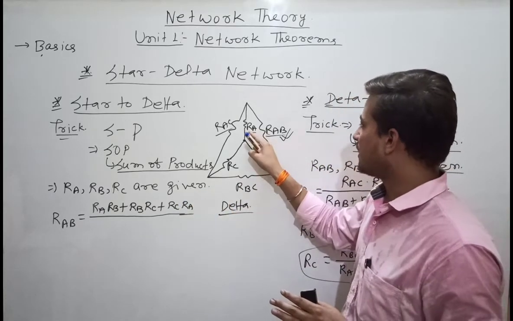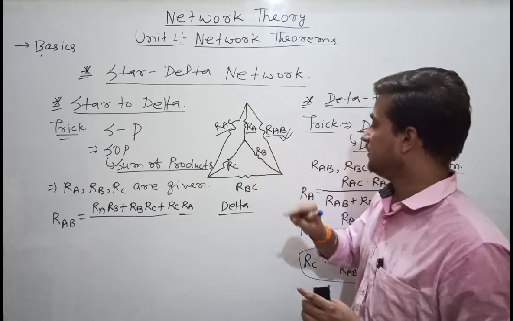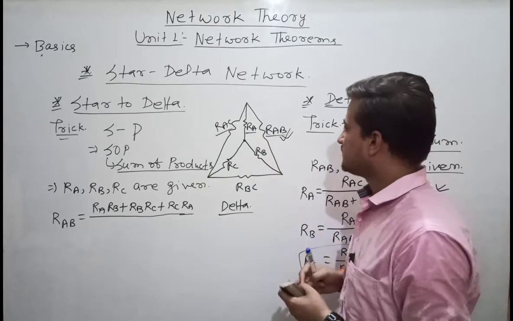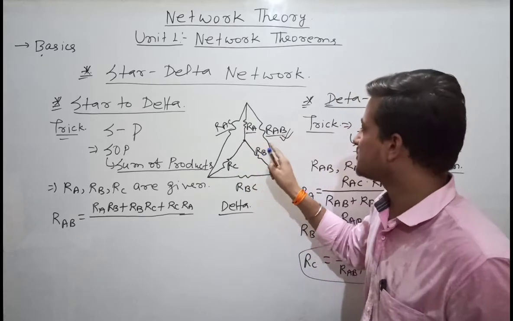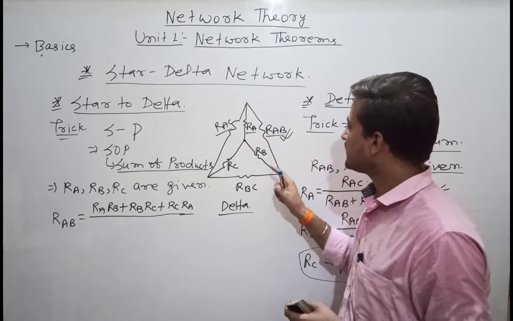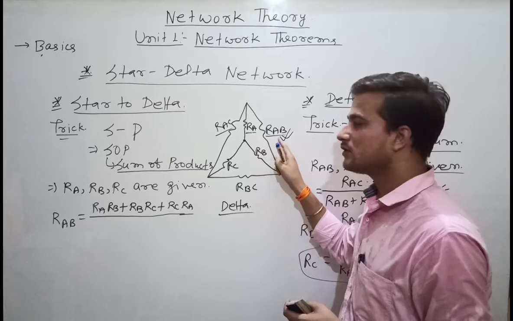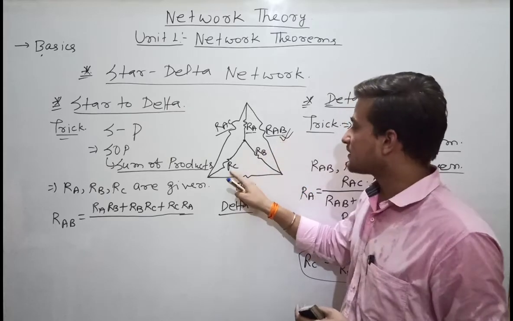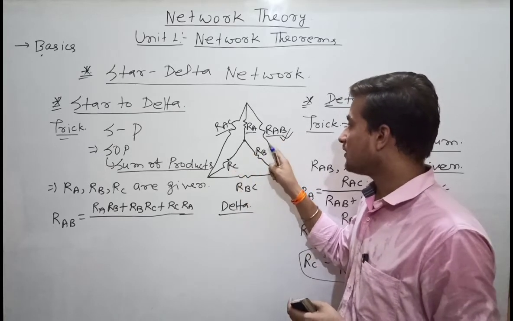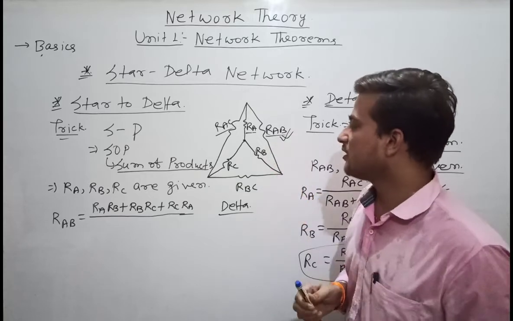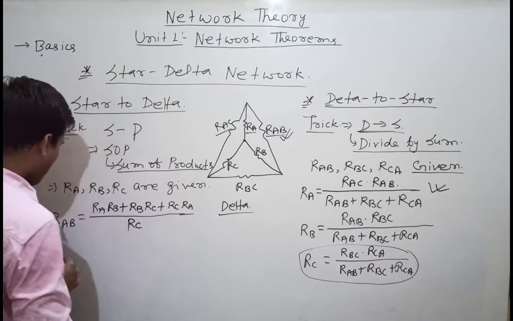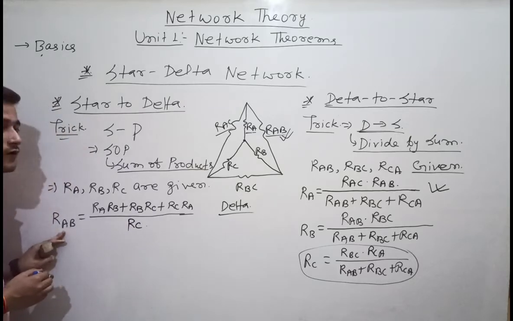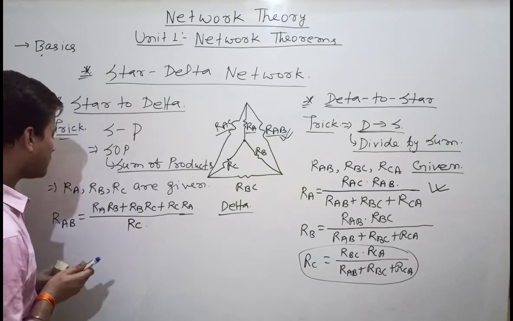Here it is RA, RB, and RC. So when it comes to division, out of these three resistances, you have to pick a single resistance for this one. So here you can see RA and RB are linked with RAB, but RC is not linked with RAB. So here it will be divided by RC. That means for RAB, you will divide by RC.